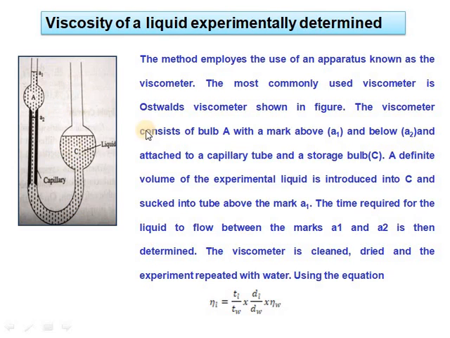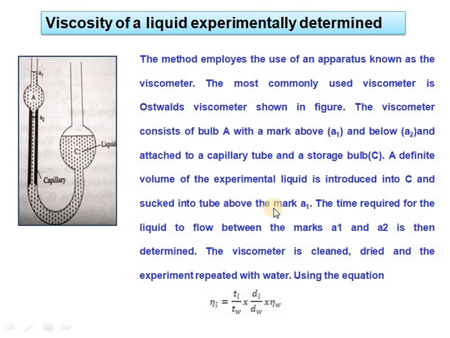The most commonly used viscometer is the Ostwald viscometer shown here. This viscometer consists of a bulb marked capital A, with A1 above and A2 below, which is attached to a capillary tube. It is a very fine capillary tube attached here, and the storage bulb, a large bulb, is attached here, capital C.